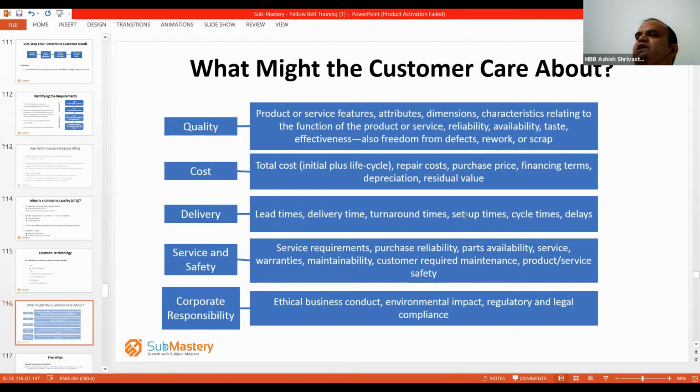If you are delaying your material to your customer, definitely your customer is not happy with your performance. What about service and safety? What are your service requirements? What are the after-service requirements? Parts availability, like why Maruti is so successful, because the parts of Maruti are easily available, and they are cheaper compared to other companies.